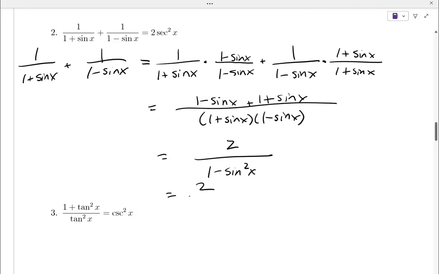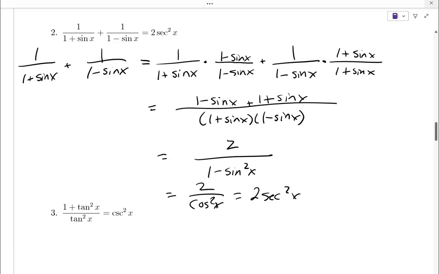This is 2 over cosine squared x. Here comes step number 2 of trig, and then we'll be done. Cosine squared x is in the denominator. If we move it up to the numerator, what does it become? Yep, 2 secant squared x.